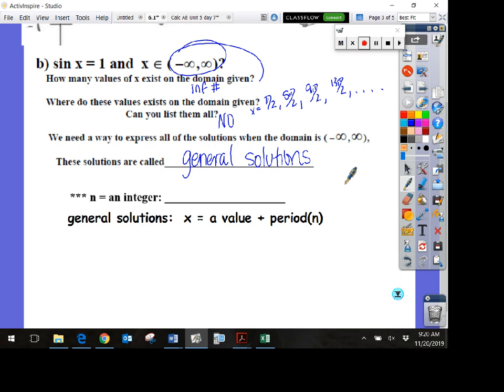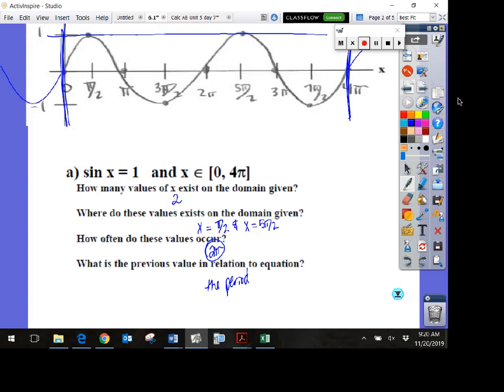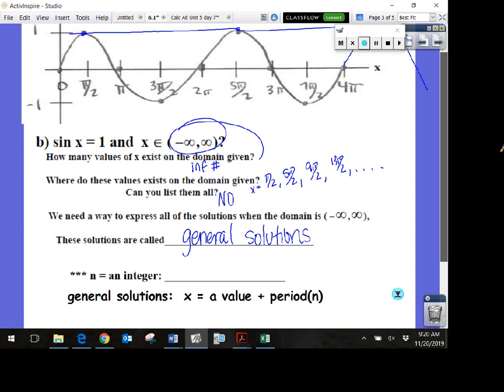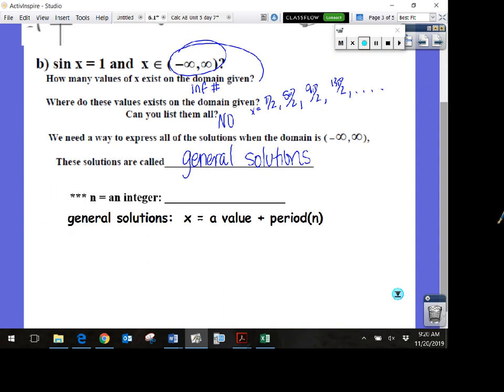And your general solution equation is going to be x equals, so you're finding all of the x values where this happens. We can't list all the x values. This problem, we can list the x values. The domain given was just 0 to 4 pi. We could list those very easily. Here, we cannot list them all. There are way too many for us to be able to list.